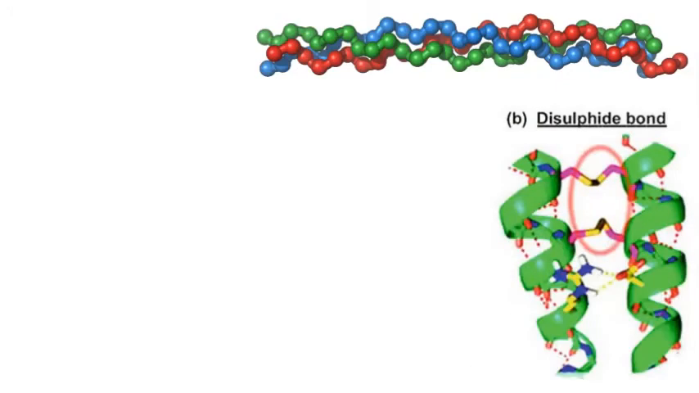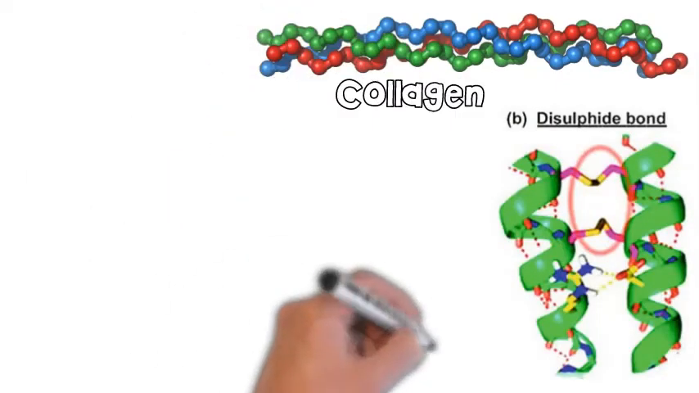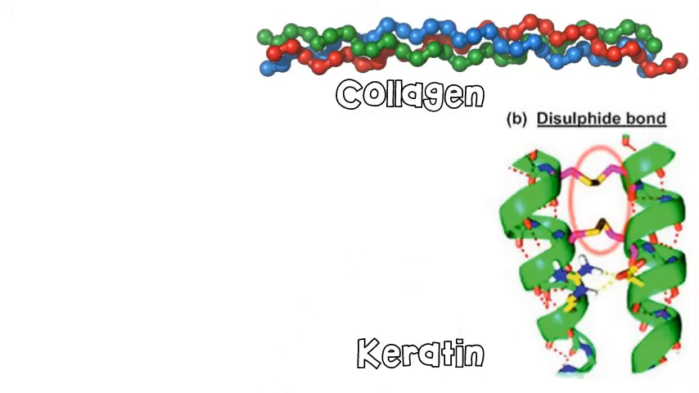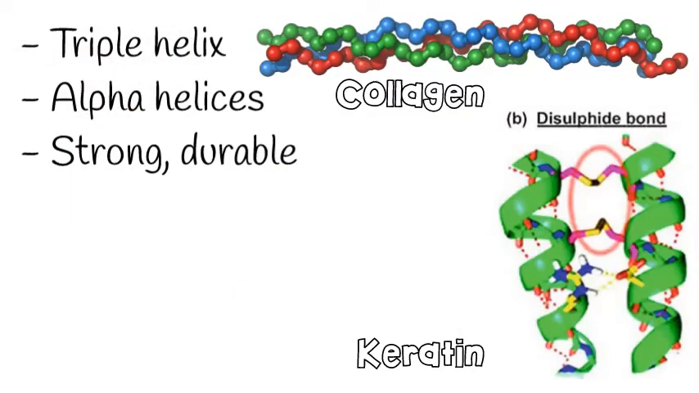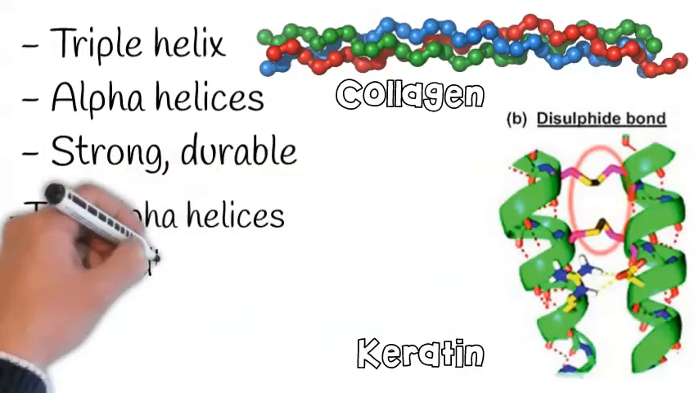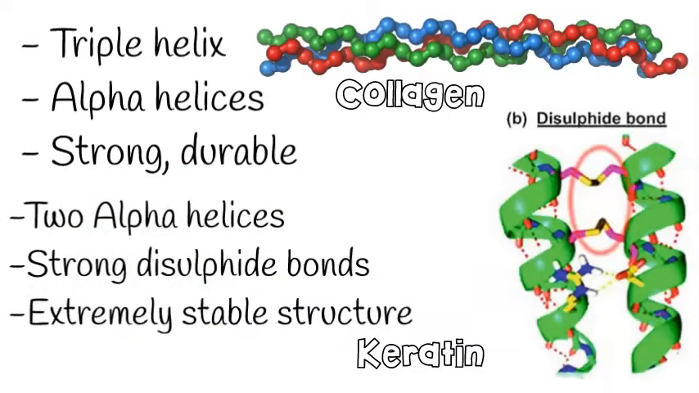Looking at the fibrous proteins first, there are two we need to know about: collagen and keratin. Collagen, in the top diagram, shows a triple helix. It is a fibrous protein and is strong. The lower diagram on the right is keratin. This is a two helix structure. Note the disulfide bonds. This is extremely strong and a stable molecule.